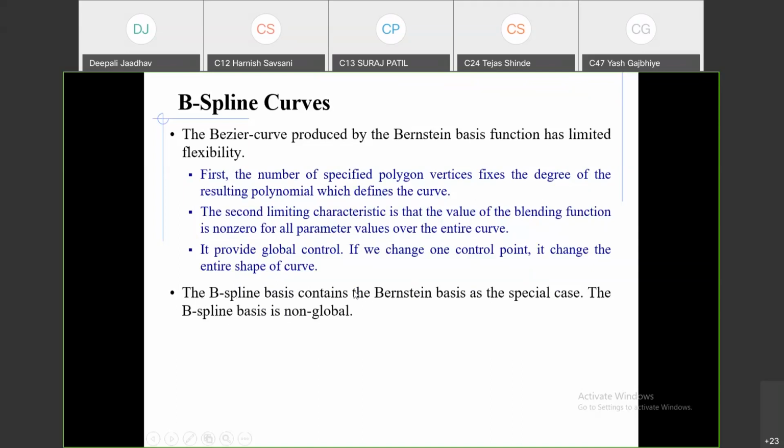The B-spline basis contains the Bernstein basis as a special case. The B-spline has non-global, meaning local, control over the vertices of the control points. It has local control over the shape of the curve. How is that? We are going to see the properties of the B-spline curve one by one, then it will be clear to you. So always remember these are the drawbacks, disadvantages or limitations of the Bezier curve, and that's why the B-spline curve is used.